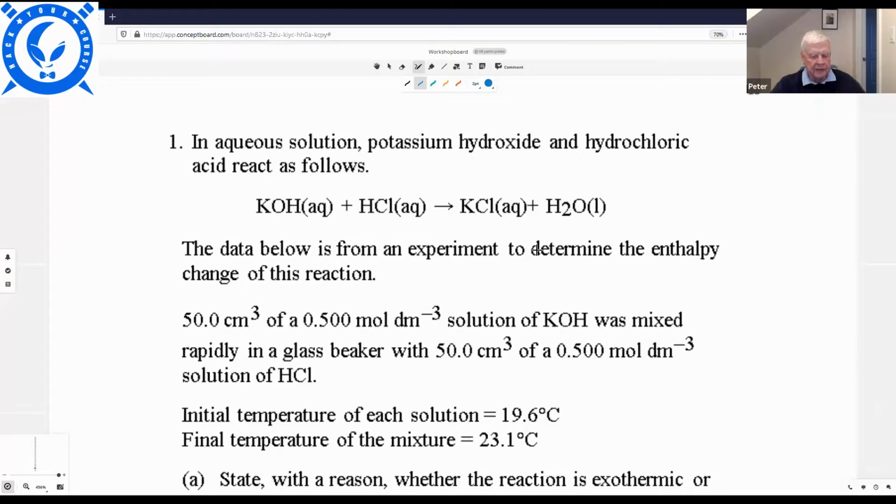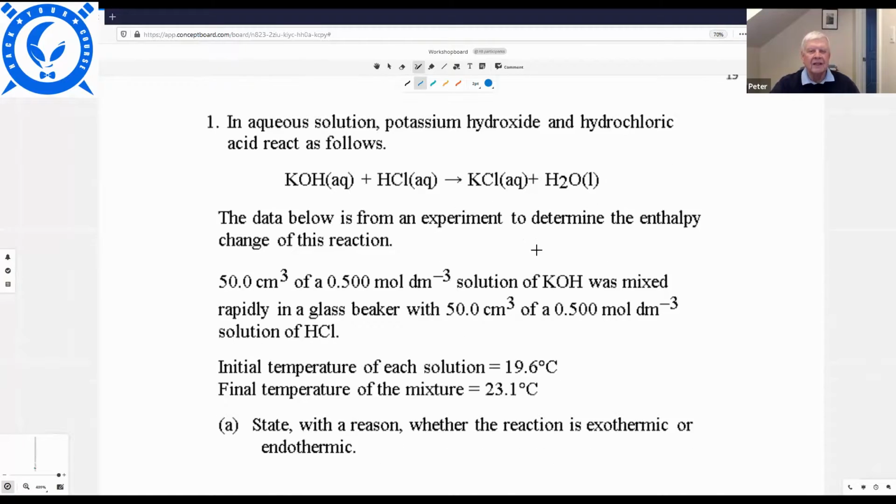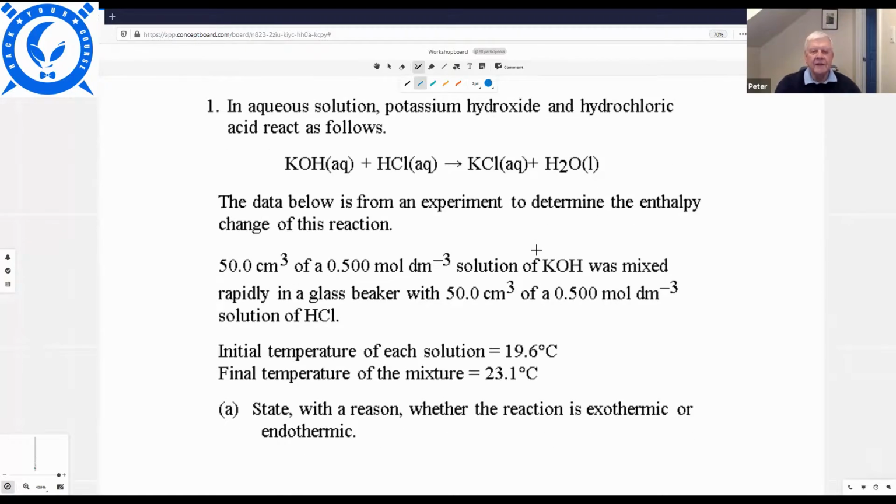So, now this is a fairly lengthy question. Maybe I can make it a little bit smaller so you can see it better. All right. So this is a reaction between potassium hydroxide and hydrochloric acid to form potassium chloride and water. And this is an experiment conducted to determine the enthalpy change of this reaction. In other words, what is the delta H of this?